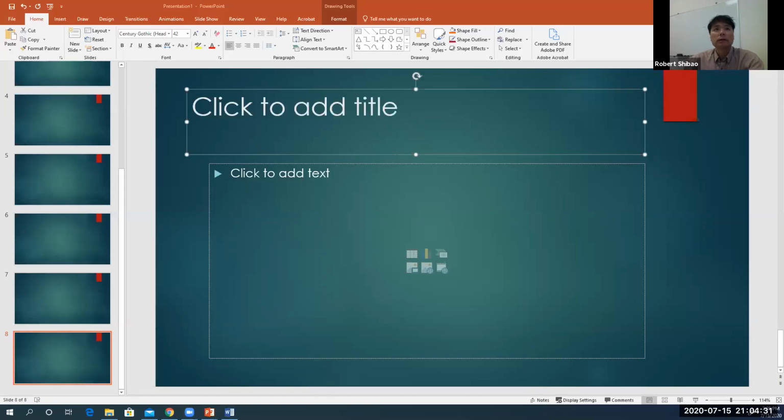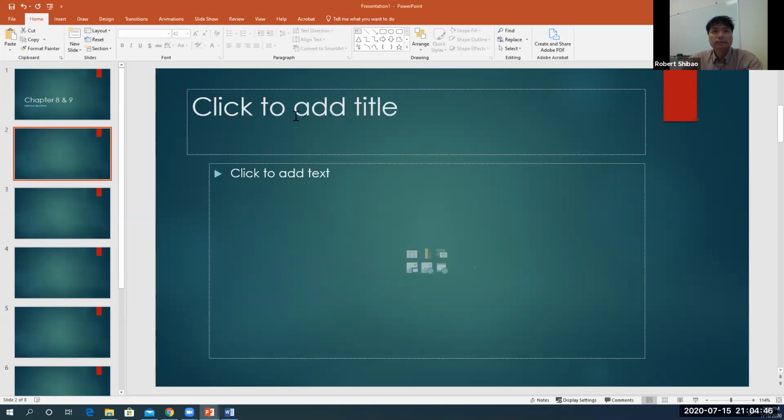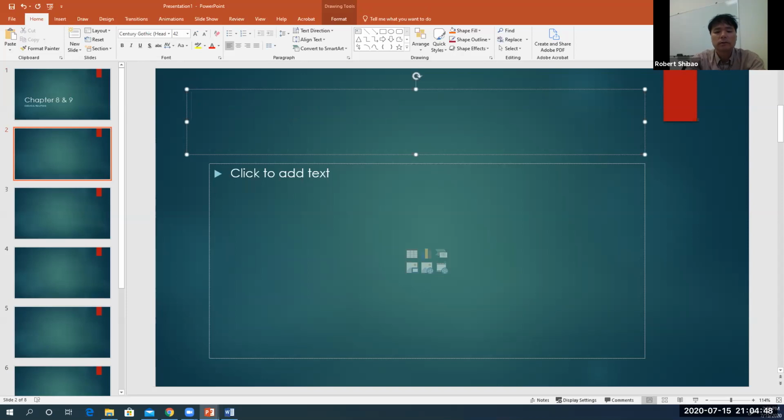Okay, so we're going to start the recording here. What we're doing here, we're going to do chapters 8 and 9, chemical reactions. So I just showed a whole bunch of slides, pictures about chemical reactions, just for an intro. But what we're going to do is look at the types of chemical reactions here.